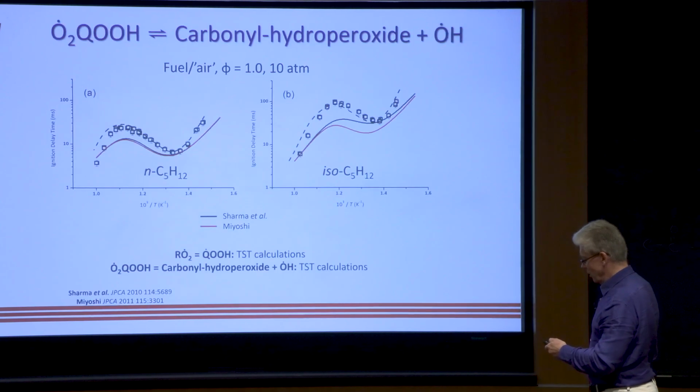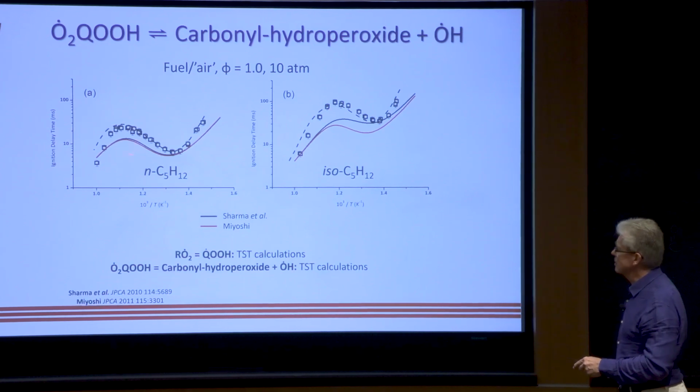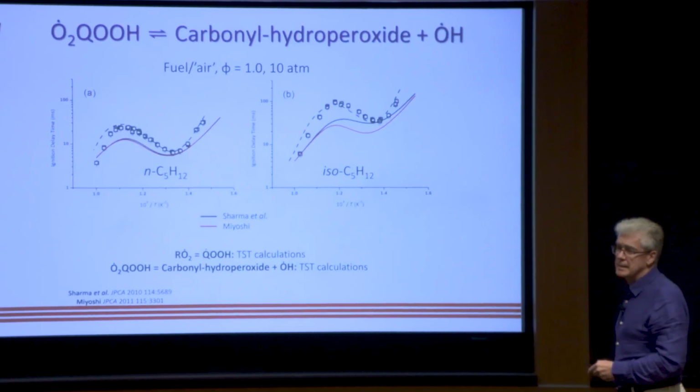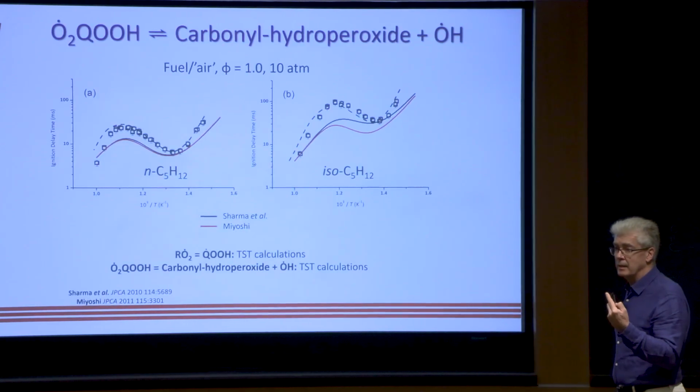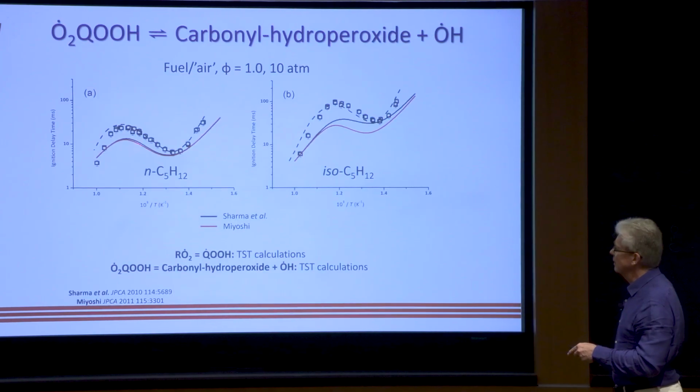Okay, so what we had then at the end was a mechanism. Okay, this is just showing sometimes we couldn't take Miyoshi or we couldn't take Sharma. I can't remember exactly, and we had to decide on which rate constants best fit the set of rate constants that we had. Okay, for n-pentane, it didn't matter, but there was a difference in choice for the rate constants if we chose Miyoshi or Sharma.